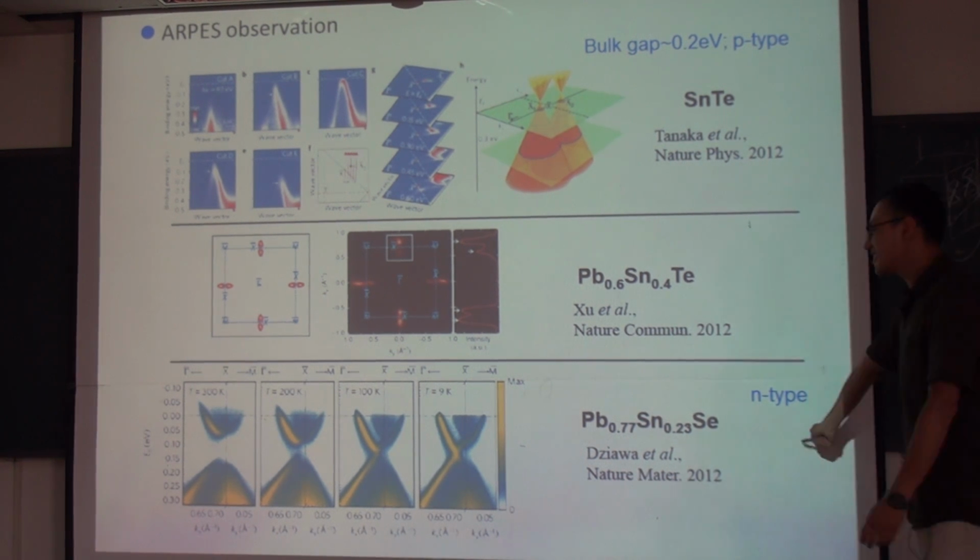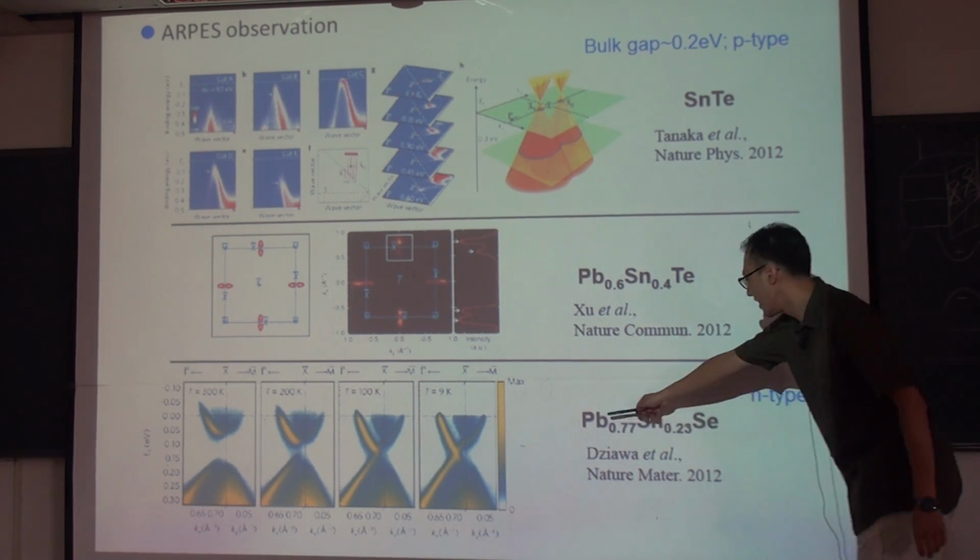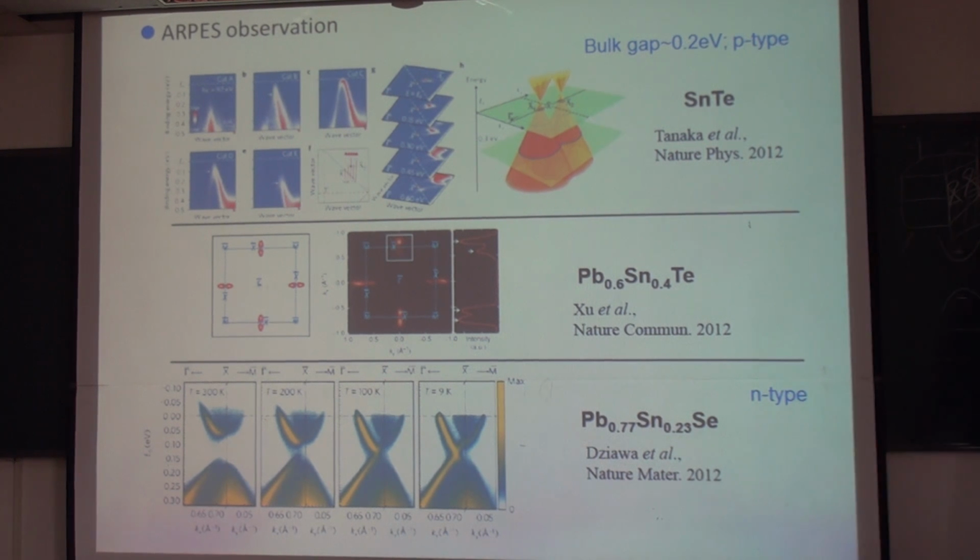So in this sense, it's better than the conventional topological insulators like bismuth selenide or bismuth telluride, because in that case, it's very difficult to tune the chemical potential. But here, you can simply use element substitution. Use this way to tune the chemical potential.